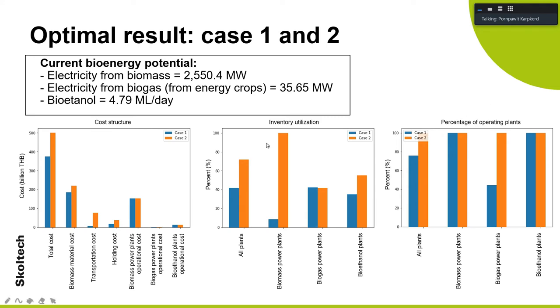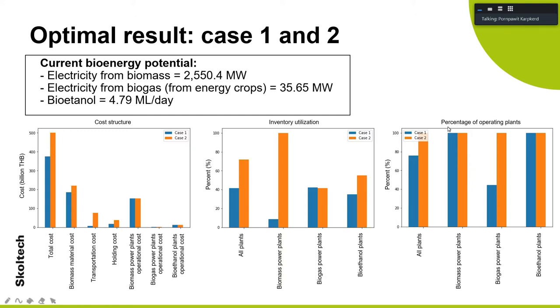And what are the benefits of having higher inventory utilization and a higher percentage of operating plants? Let's see the inventory utilization first. Higher inventory utilization means that we have a lower inventory level, or in some cases no need to stock biomass in the inventory at all. This means it's easier to manage the inventory, and there is less bottleneck in the inventory before we feed this biomass into the energy production process. And there is also less possibility that the biomass will perish.